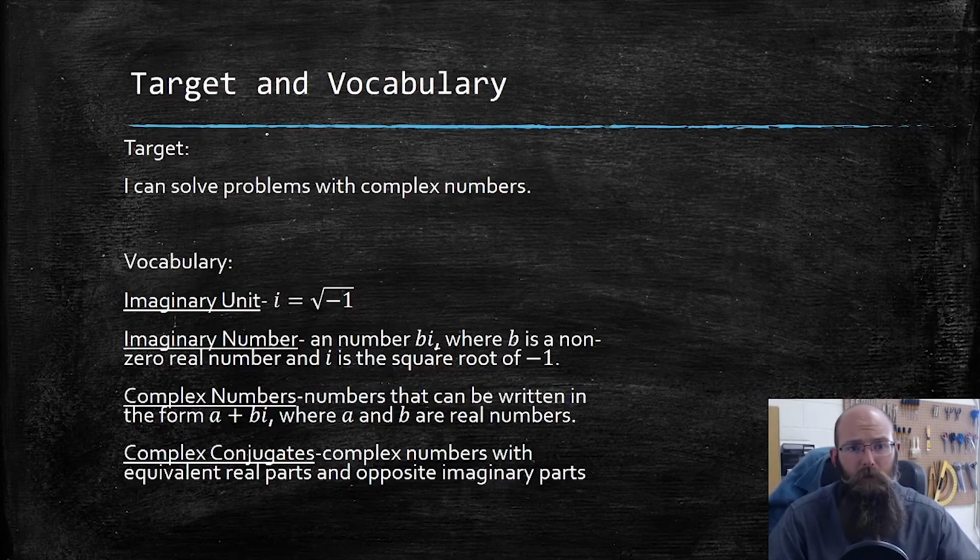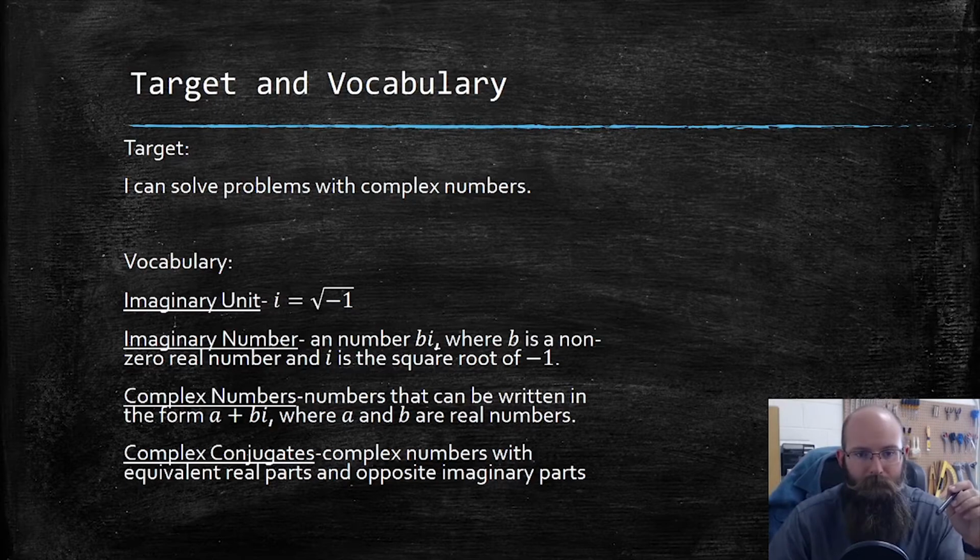First, I wanted to talk to you about some targets and some vocabulary. So I can solve problems with complex numbers. That's the goal by the time you're done with this video. The vocabulary: the imaginary unit is the letter i. We use a cursive lowercase i usually, and it equals the square root of -1. So that means, actually, let's write this down. If I square both of these sides, i squared equals a regular -1. That's an important thing to remember.